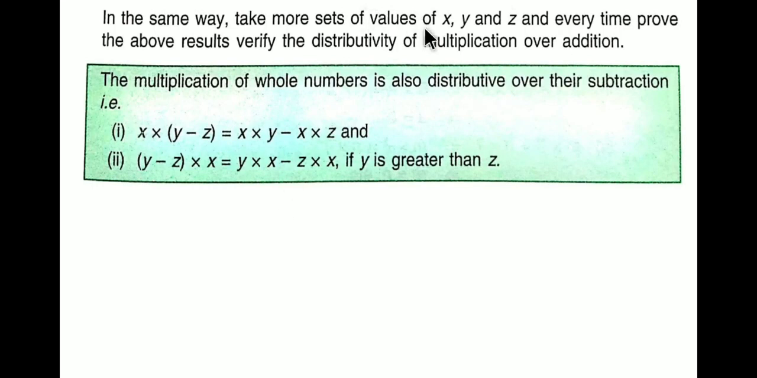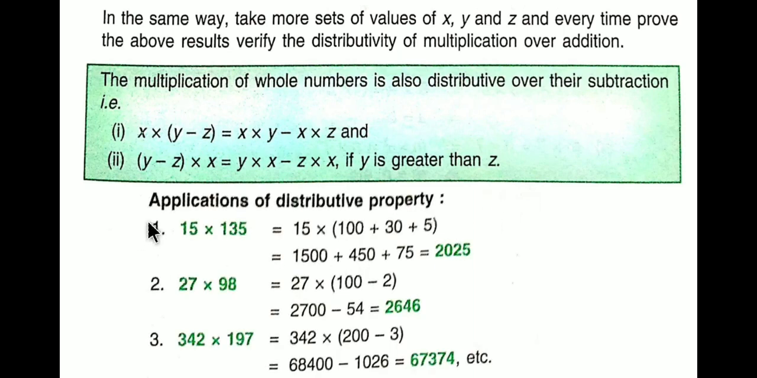In the same way, if you take more examples or more sets of values like x, y, and z, and every time prove the above results, you verify the distributive property of multiplication over addition. And similarly, we can prove that the distributive property over subtraction is also true. So the multiplication of whole numbers is also distributive over their subtraction. So the multiplication of whole numbers over subtraction as well as addition remains true in case of whole numbers.